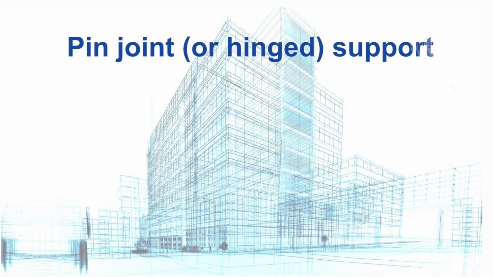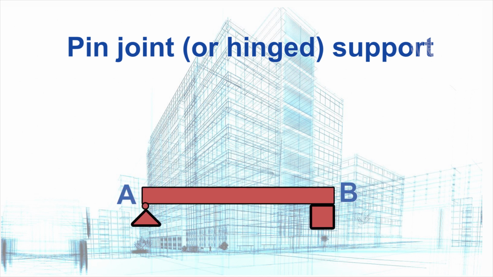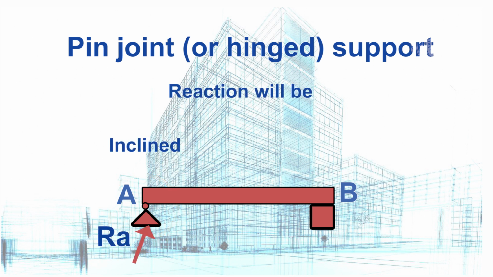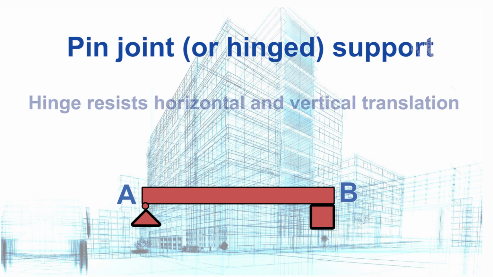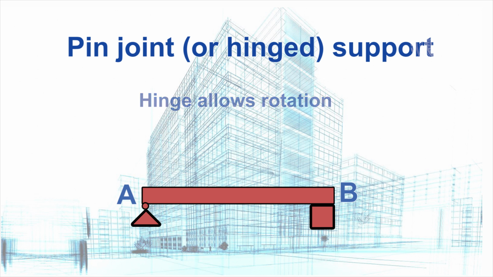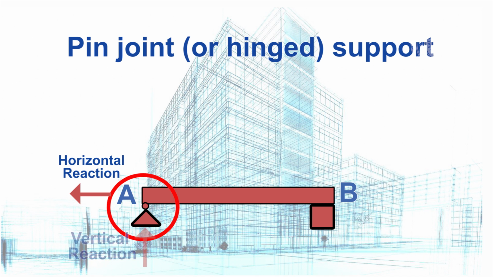Pin joint or hinge support. Here, the beam AB is hinged at point A. The reaction at the hinged end may be either vertical or inclined depending upon the type of loading. If load is vertical, then the reaction will also be vertical. But if load is inclined, then the reaction at the hinged end will also be inclined. A hinge resists horizontal and vertical translation but allows rotation. Therefore, a hinge consists of horizontal and vertical support reaction.